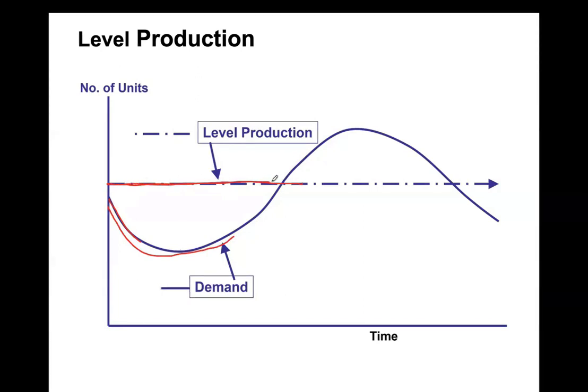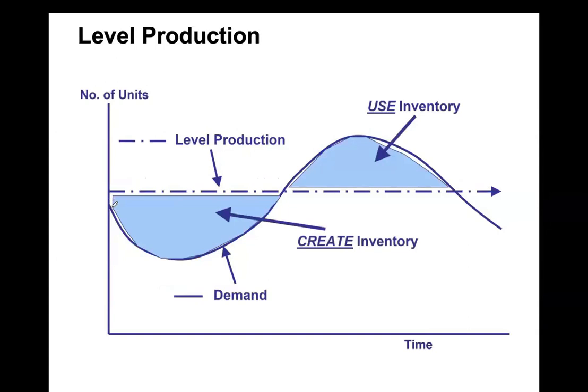So no matter whether it's period 1, 2, 3, 4, or 5, it's the same level that's being produced. Whether demand is low or high, the organization is producing the same quantity throughout all the periods. When demand is low, of course, at this point production is relatively greater than demand. Therefore, inventory will build up. And when demand is high compared to production, then the built-up inventory will be used.